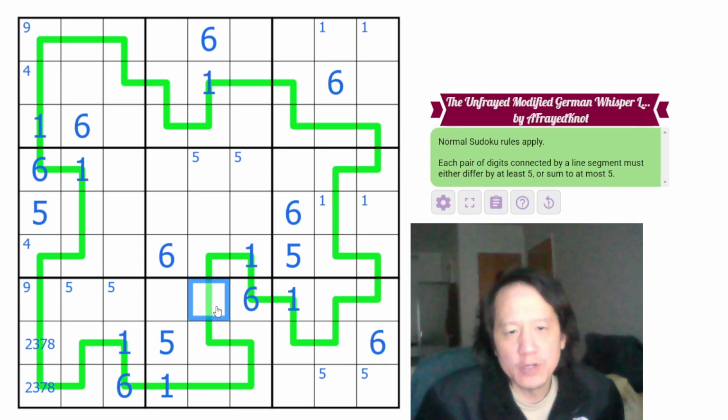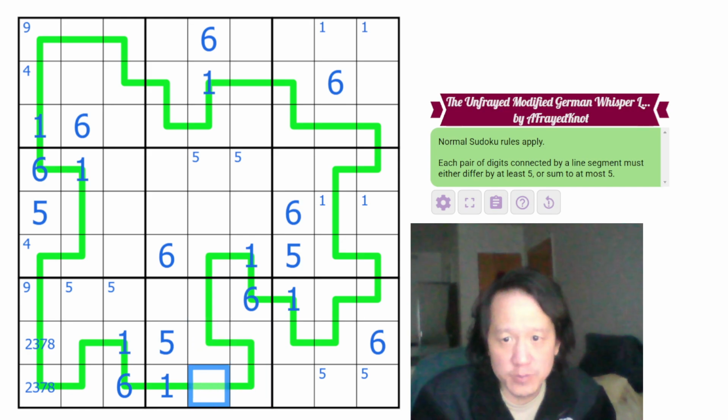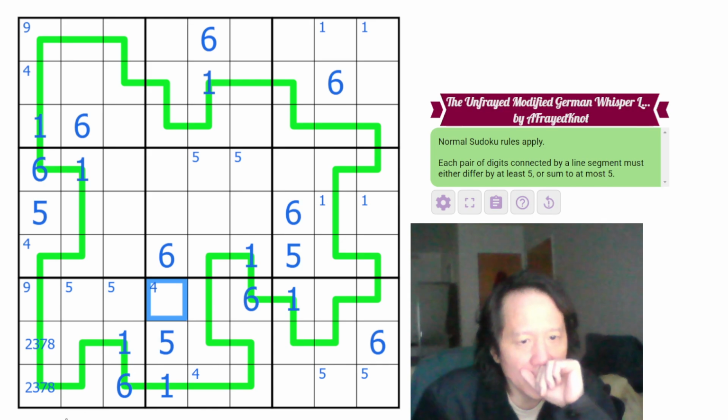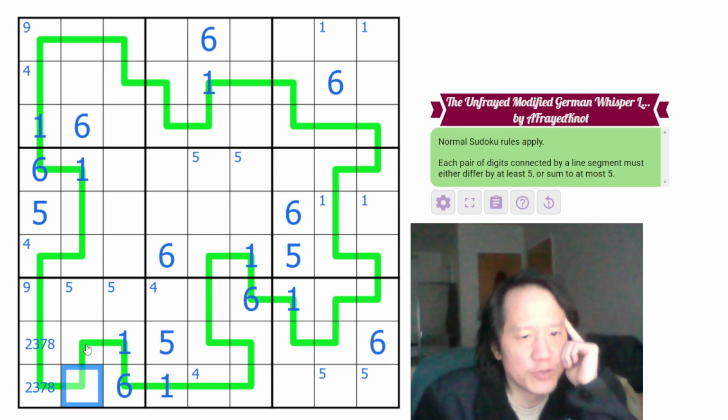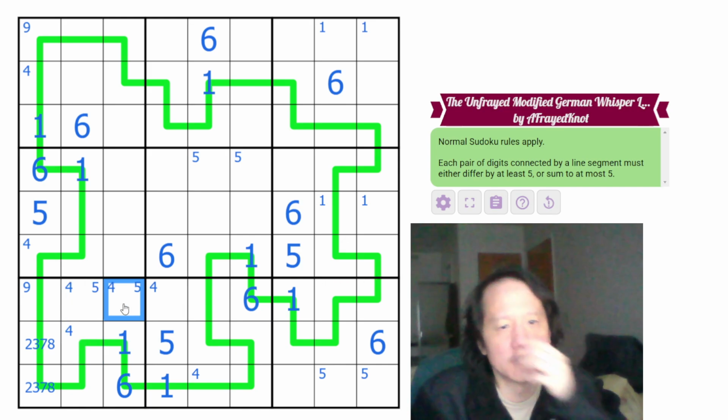4 could not be here because it would have to be between 9 and 9, which is not possible. Same here. So this can't be 4, this can't be 4, this can't be 4, and this can't be 4. Therefore, 4 has to be one of these two cells. This can't be 4 for the same reasoning, but this could be 4. So 4 has to be one of these 3 cells in box 7.